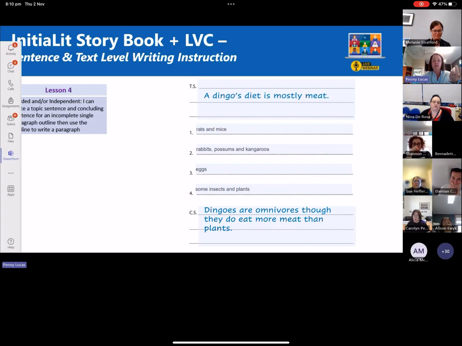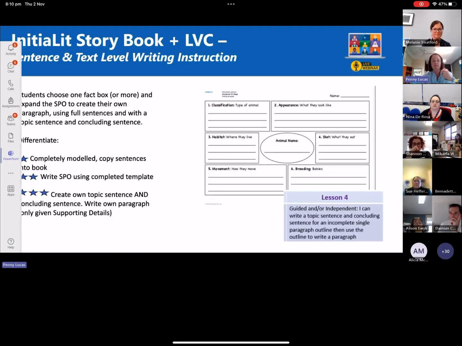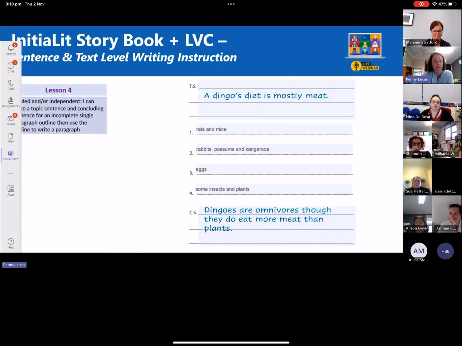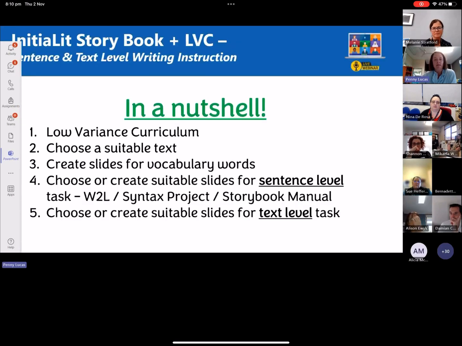Or you move on to the next level where the students are given just the supporting details. They need to come up with the topic sentence. They need to come up with the concluding sentence, and then they need to turn that into their whole paragraph, which will address that lesson 4 beautifully. I can create a topic sentence and concluding sentence for an incomplete single paragraph outline, and then use the outline to write a paragraph. So that's the you do there to address that.